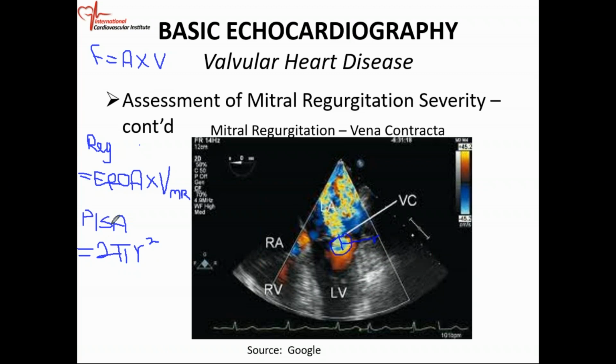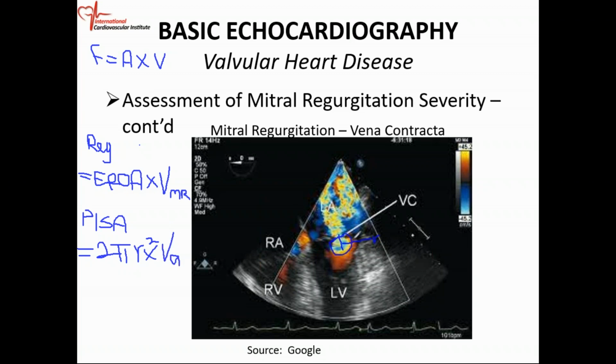So flow at PISA is equal to the area, which is this hemisphere, times velocity. And the velocity that we're talking about is the velocity on the surface. Okay? And that's the Aliasing velocity. So remember, the reason why we call it PISA is because it's proximal isovelocity surface area. Iso means the same. So all along the surface, the velocity is the same. And this velocity on the surface is the aliasing velocity. So we call that VA, aliasing velocity.